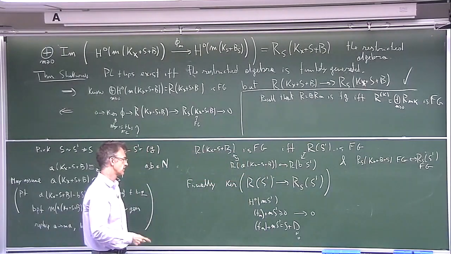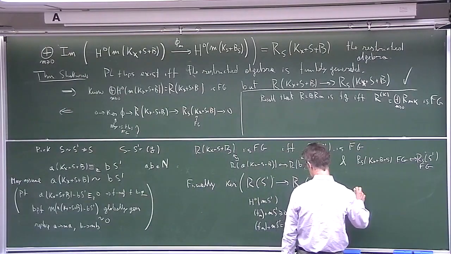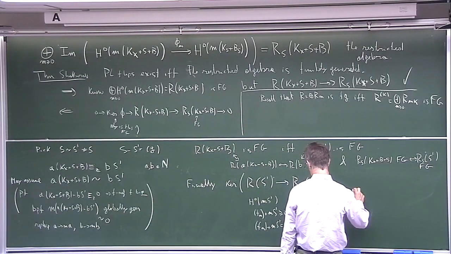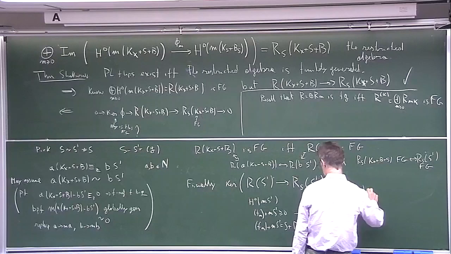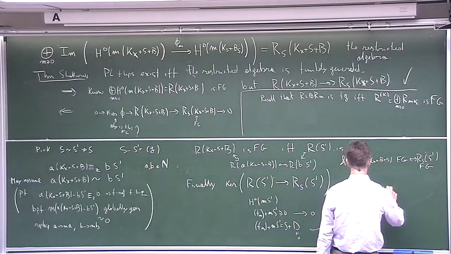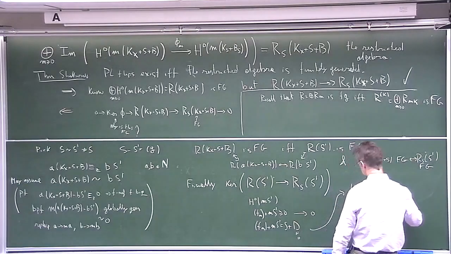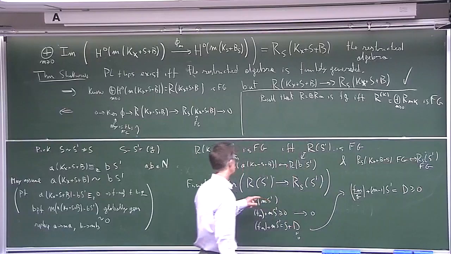Okay, but then that means that fm over g is plus m minus 1 s prime. Hopefully I get my signs right here, is equal to d, which is effective. Okay, let's see what I did.